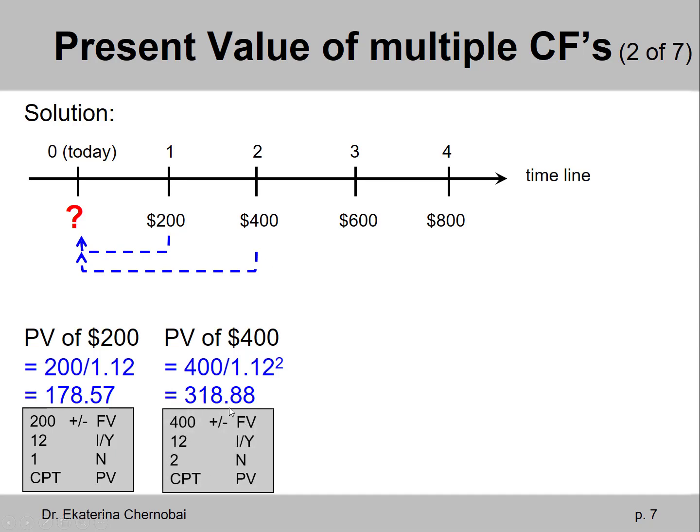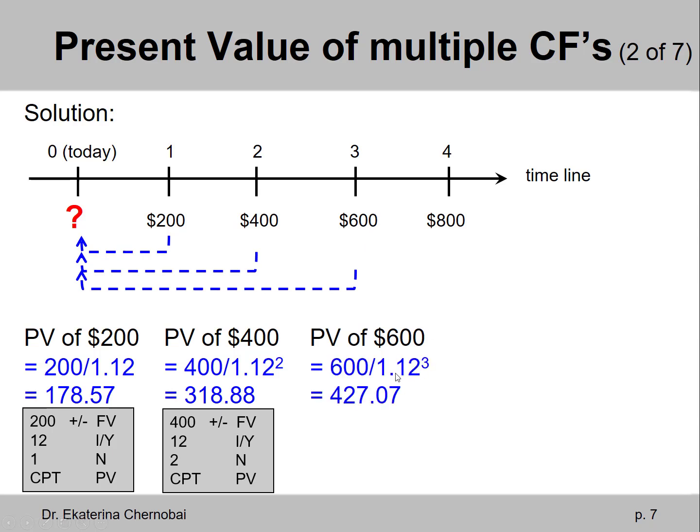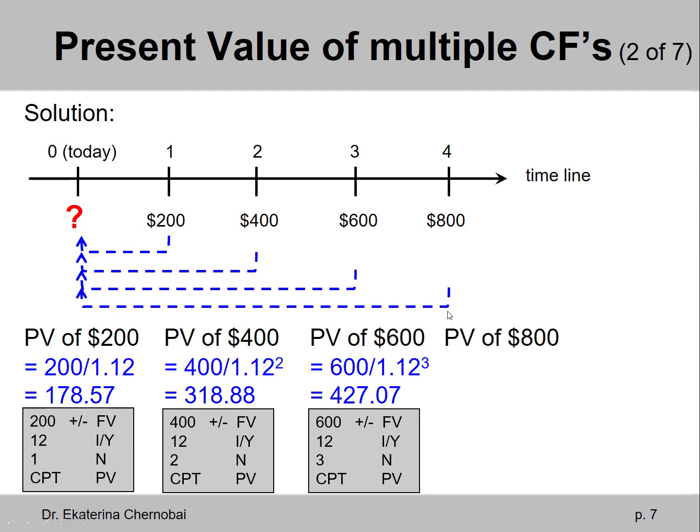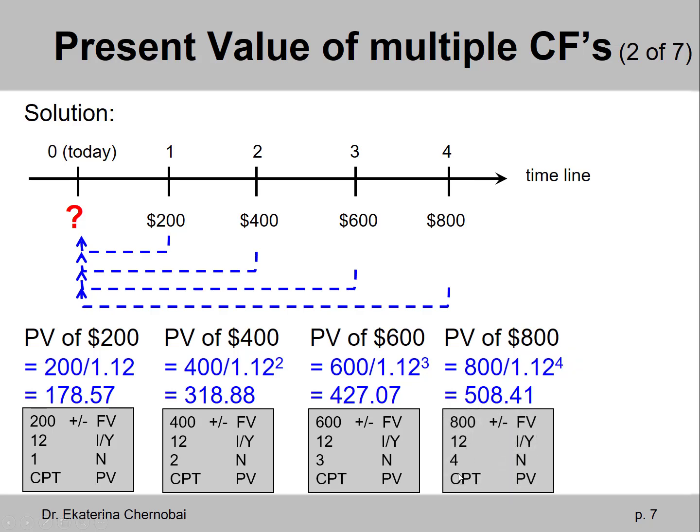Again, this could be done in the financial calculator. This time you would use 2 for your N. Then $600 received in 3 years, you find its individual present value. Make sure you change the power to 3, or in the financial calculator, change your N to 3. And lastly, you find the present value of $800 to be received in 4 years. And here, the correct power in the formula would be 4. And in the financial calculator, 4 would be your N, number of years.